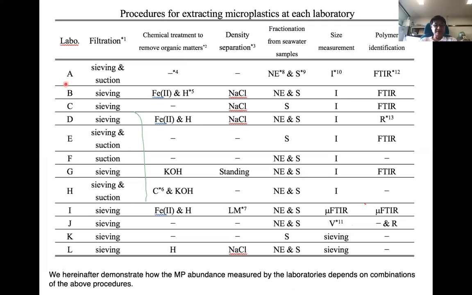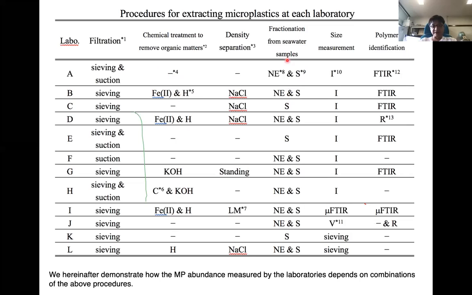Okay, laboratory A to L are the participants. So each laboratory has a different method. For example, filtration, suction, sealing, or chemical treatment to remove the organic matter are also different. Some laboratories do not use this kind of treatment, but some laboratories use another method. And density separation to extract the light-weighted microplastics is also different by laboratories.